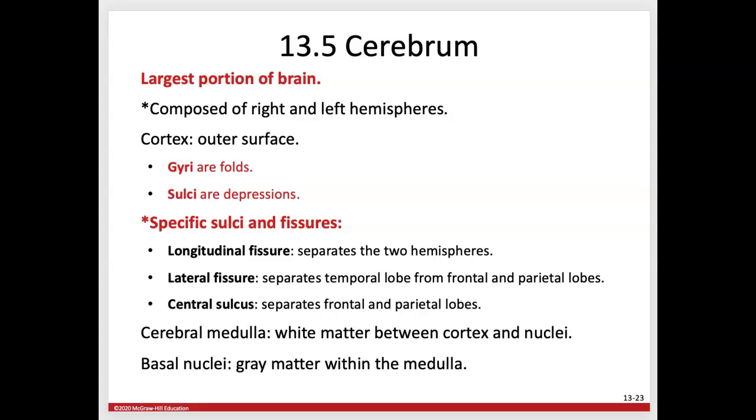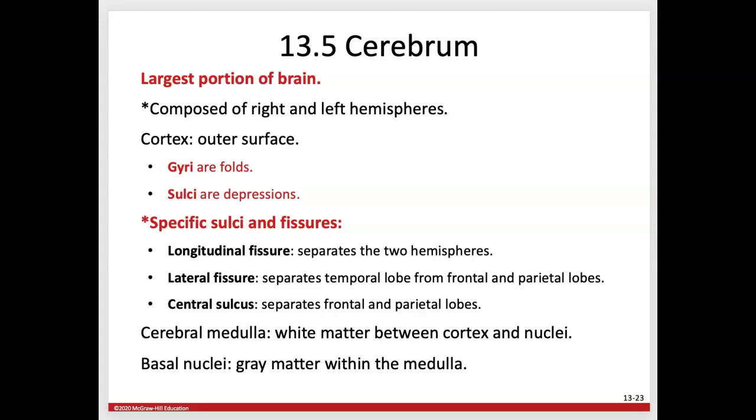The cortex is the outer surface. The cortex is made up of these folds that are gyri or gyrus, and the depressions in between the gyri are called sulci or sulcus. There are specific sulci and fissures also associated with the cerebrum. There's a longitudinal fissure, which basically is the large, big groove that separates the two hemispheres. It basically separates the brain into two halves, the right and left side.